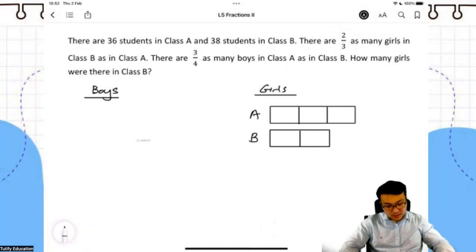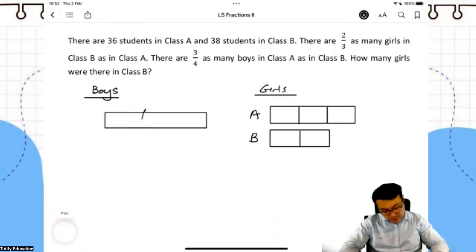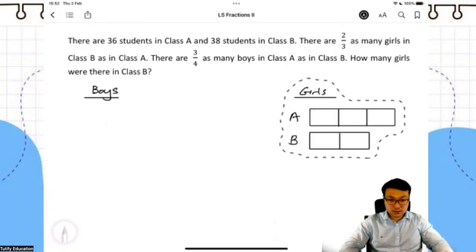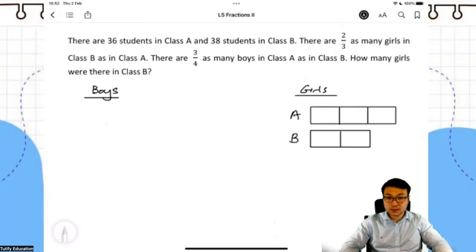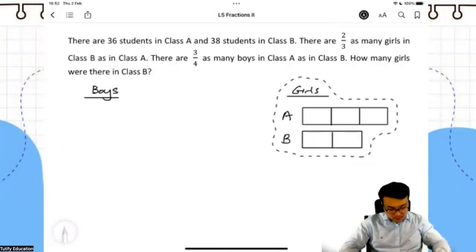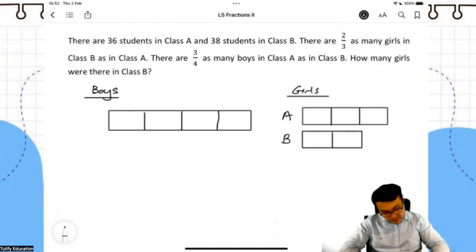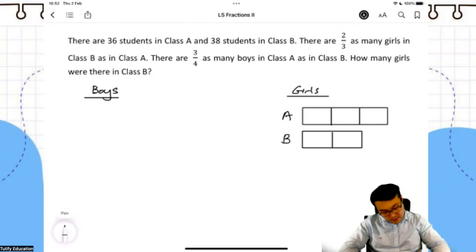What about the boys? There are 3/4 as many boys in class. Wait, I want to make it a little bit bigger. Okay, so yep, just gonna move this there. Okay, these are the boys. Let's draw 4 units of boys first. It's too fat. Wait. Okay, that's better.